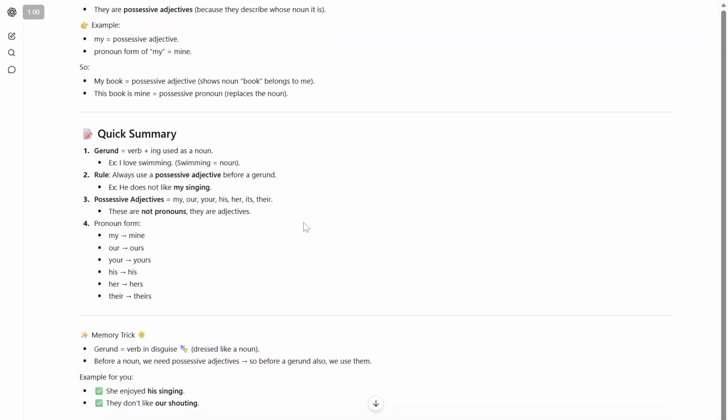Memory trick. Gerund equals verb in disguise, dressed like a noun. Before a noun, we need possessive adjectives. So before a gerund also, we use them. Example for you, she enjoyed his singing. They don't like our shouting.